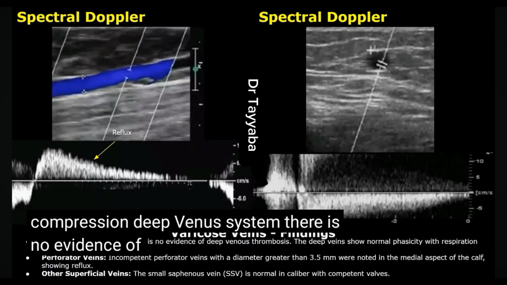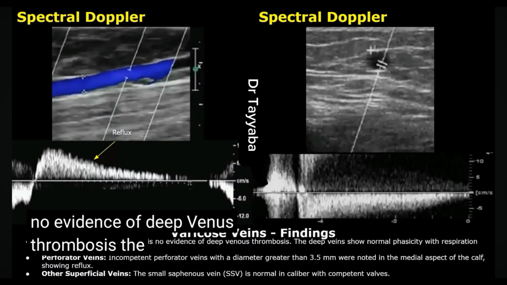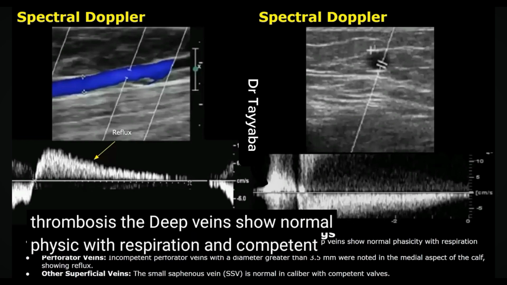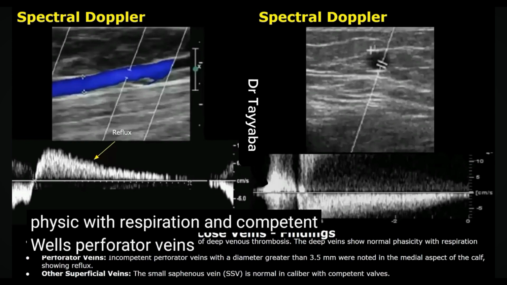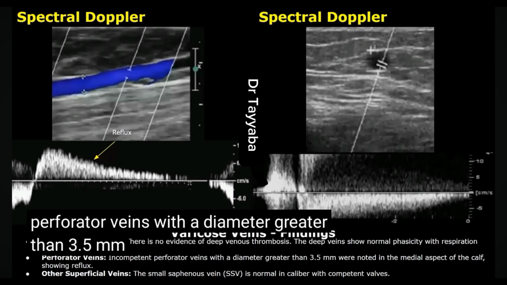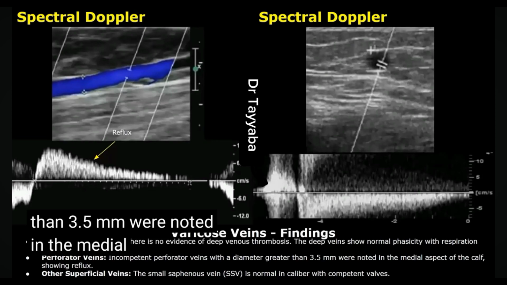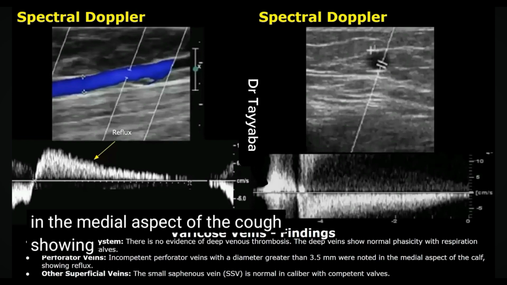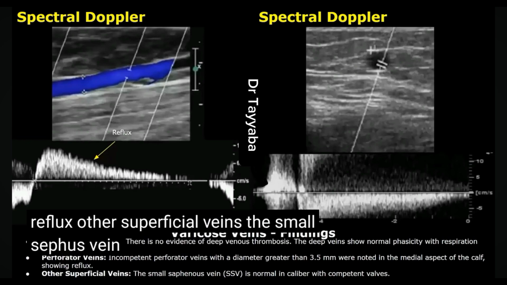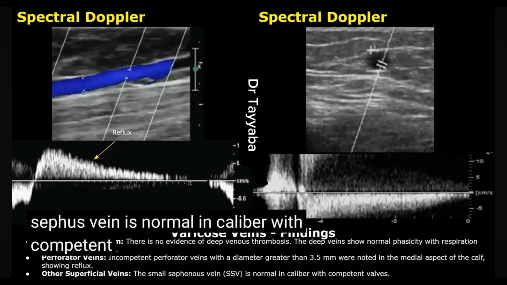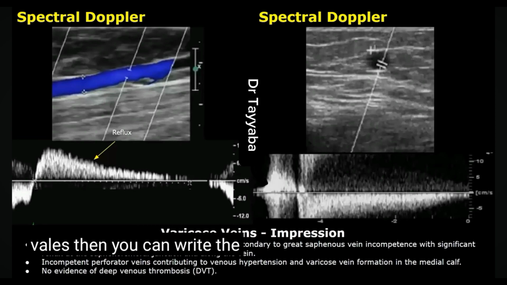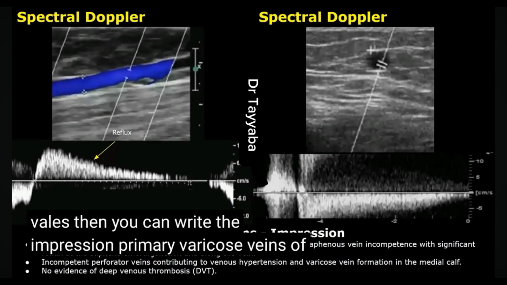compression. Deep venous system: there is no evidence of deep venous thrombosis. The deep veins show normal phasicity with respiration and competent walls. Perforator veins: incompetent perforator veins with a diameter greater than 3.5 millimeters were noted in the medial aspect of the calf, showing reflux. Other superficial veins: the small saphenous vein is normal in caliber with competent walls.